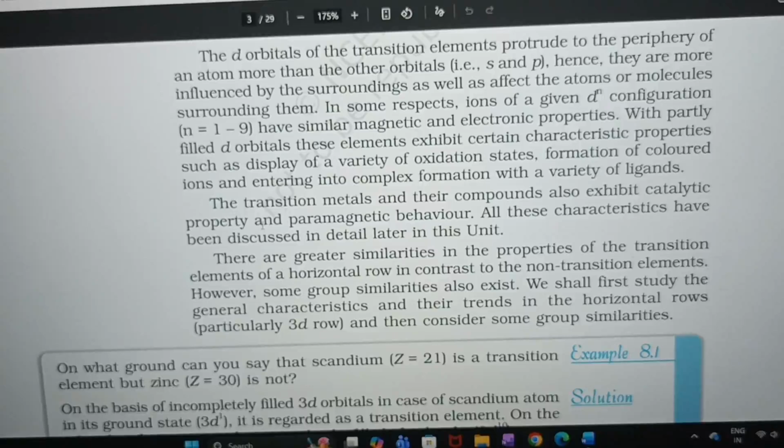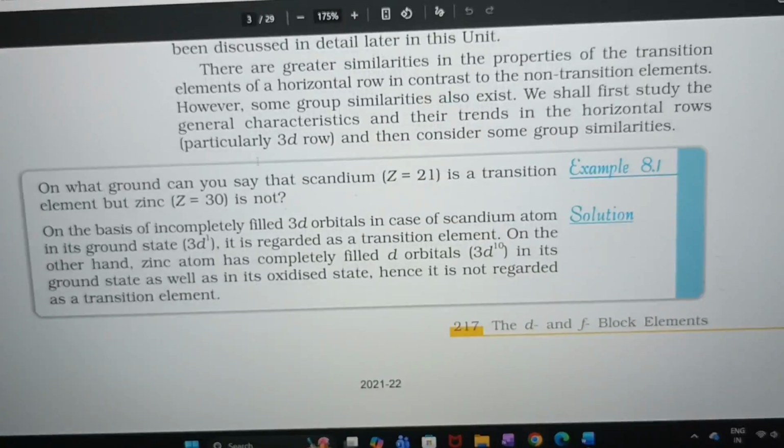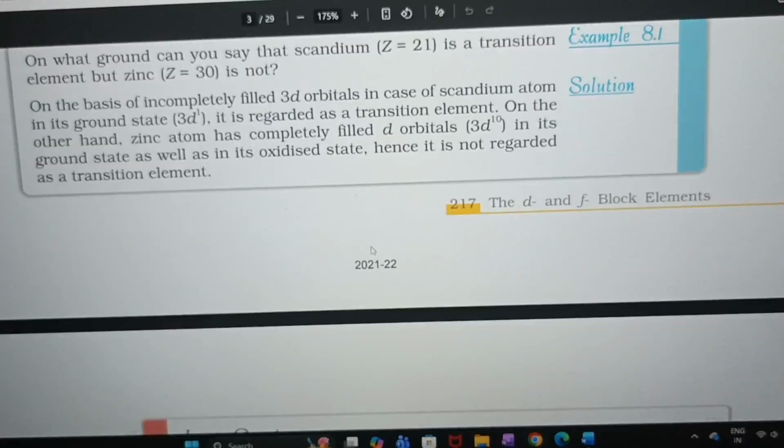Generally, if they're in a horizontal row, they will have similarities, but going down vertically in a group, there are also certain similarities, the trends, which we will be seeing. Now there is a question: scandium is a transition element but zinc is not. Why? If you see scandium's electronic configuration, the d orbital is not completely filled, so you can call it a transition element. But for zinc, it is completely filled, even in the neutral state, even in the +2 state. That's why you can call scandium a transition element but not zinc.